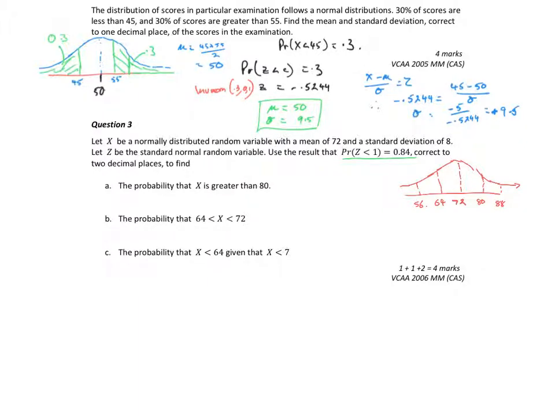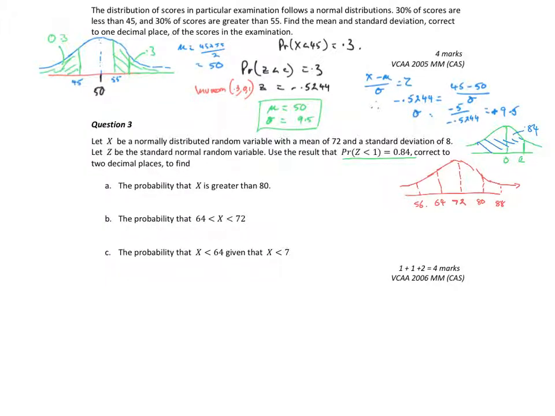Let Z be the standard normal curve. Use the result that the probability Z is less than 1 is 0.84. So don't forget that that means the probability of being 1 standard deviation below. There's 0. That's Z equal to 1. And we're saying that all of that is 0.84. The probability that X is greater than 80. Well, 80 is 1 standard deviation above.